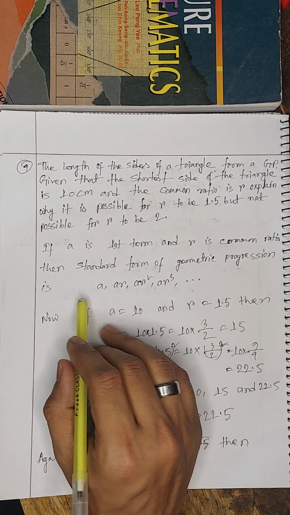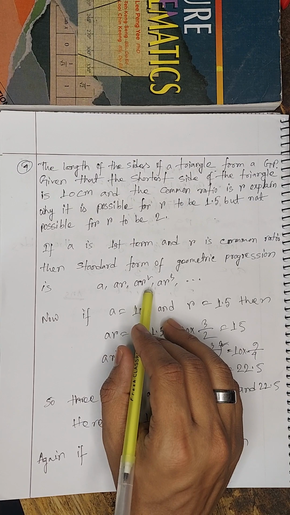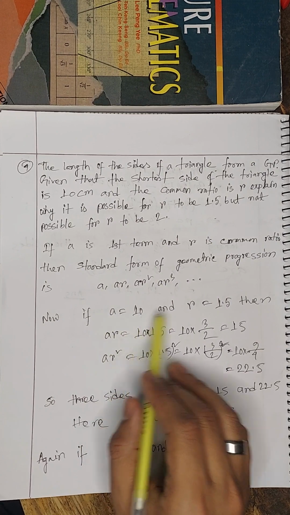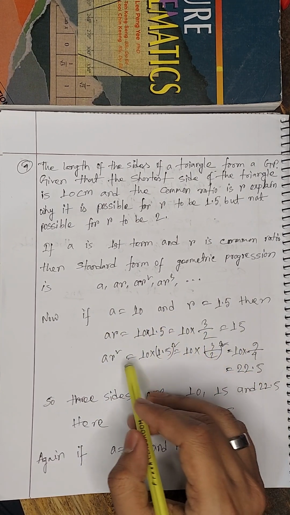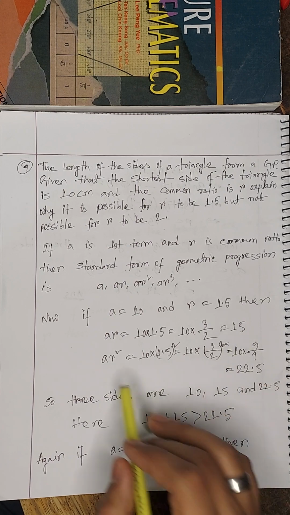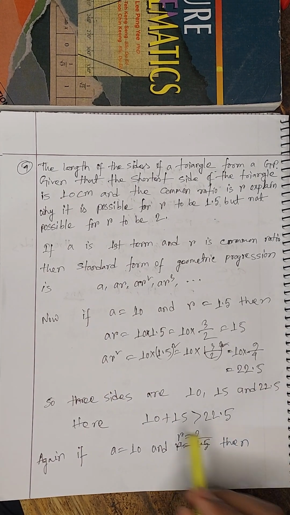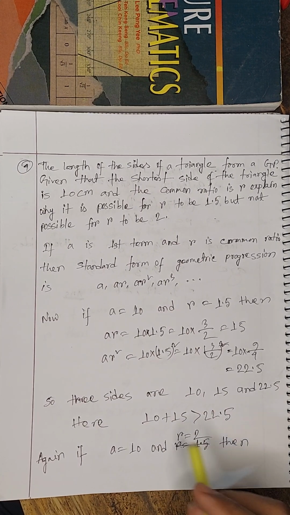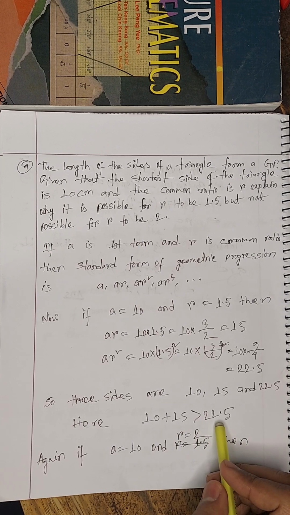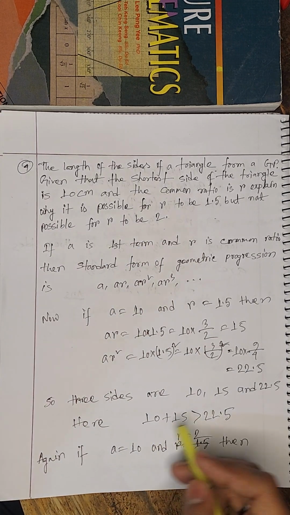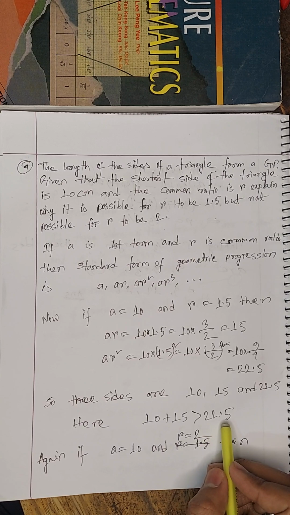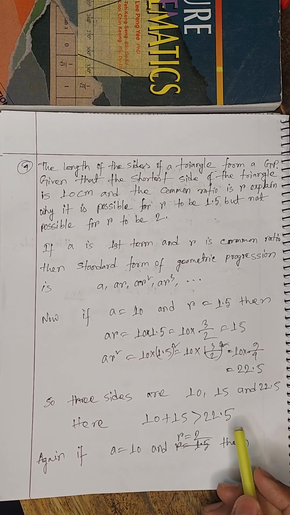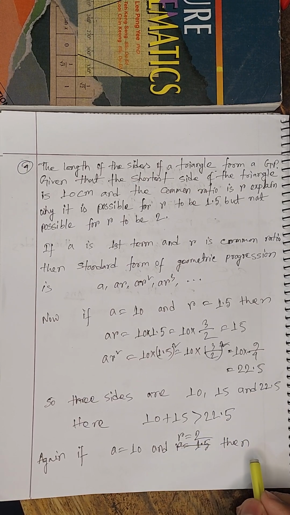The standard form of a geometric progression, we know, is A, AR, AR square, AR cube, and here A is 10 and R is 1 by 5. Then we get AR, whose value will be 15, and AR square will be 22.5. So the three sides of the triangle will be 10, 15 and 22.5. We see that 10 plus 15 is greater than 22.5, because 10 plus 15 is 25, which is greater than 22.5.